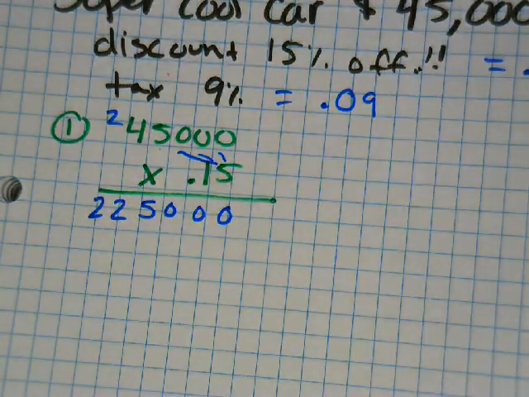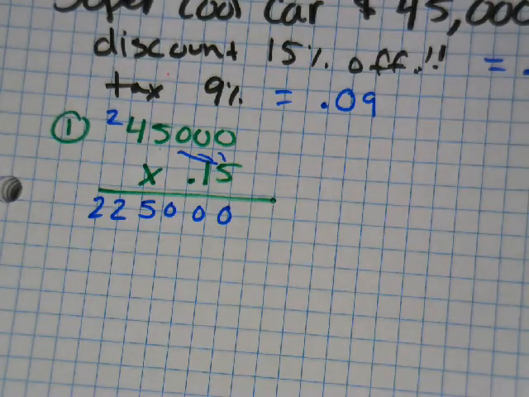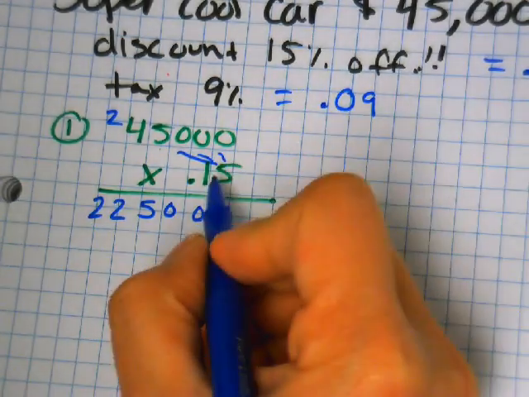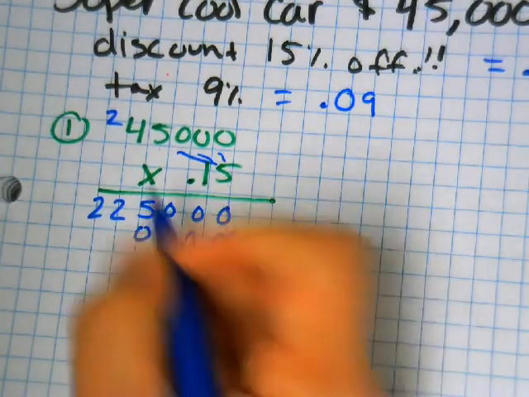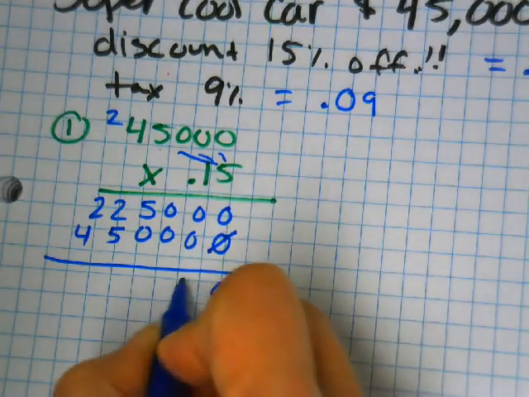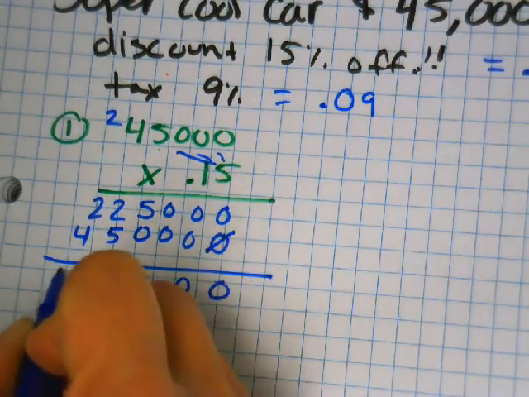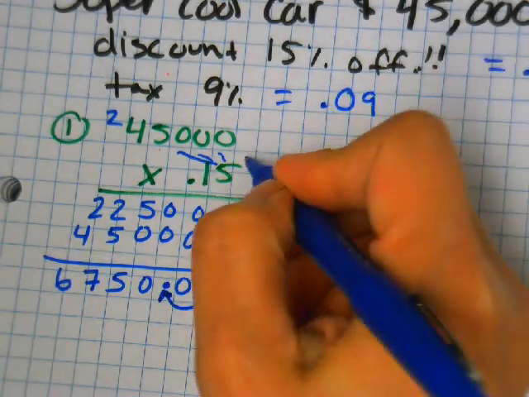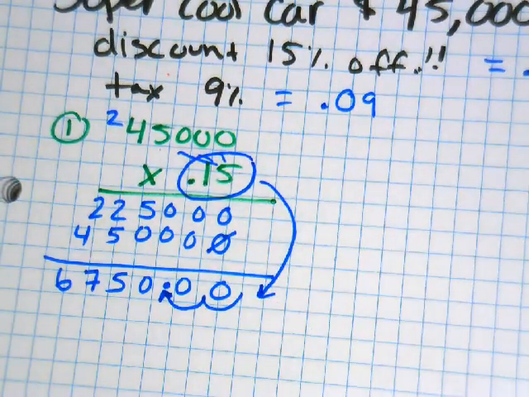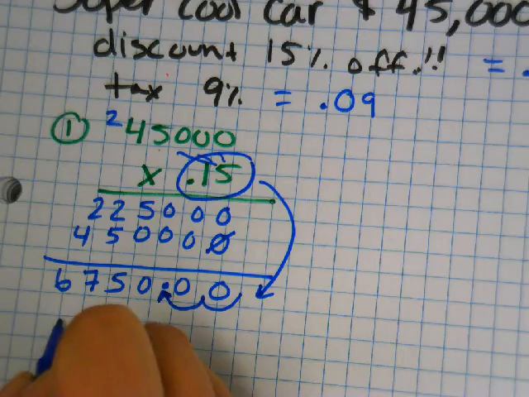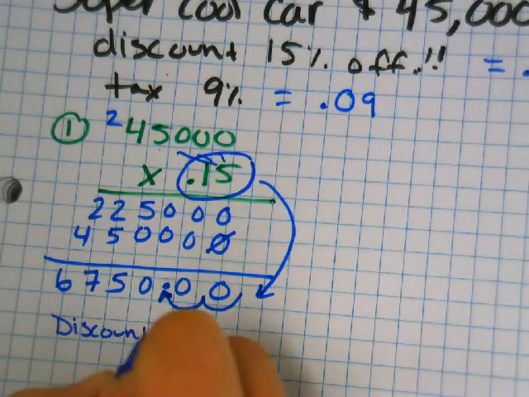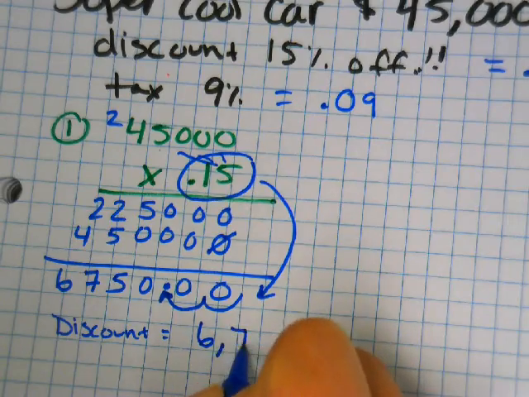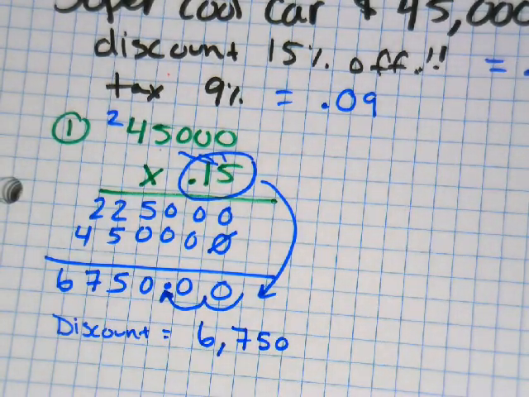You should try multiplying on your own. This is where we practice and we go, oh, I know how to multiply, or whoa, I don't know how to multiply, let me get some help. How many times do I move my decimal? Twice. There are two numbers after the decimal, so I move it twice. So your discount, how much you're going to save, is $6,750. Great, I'm going to save $6,750.